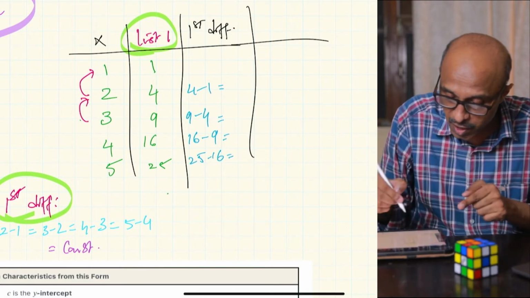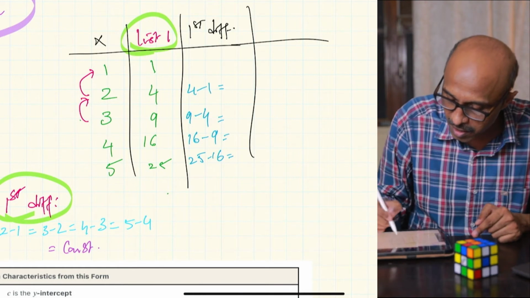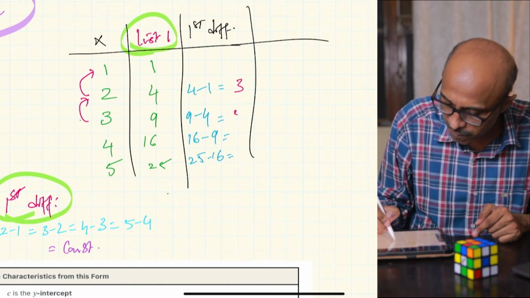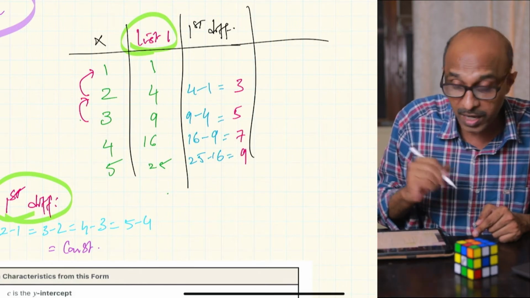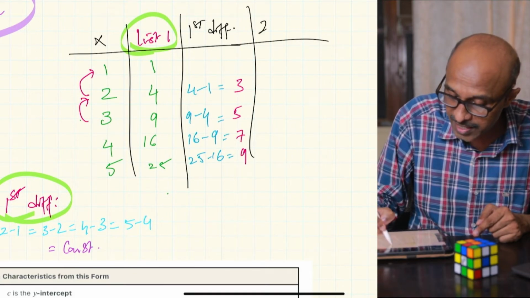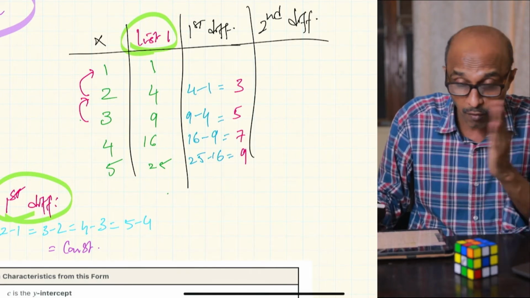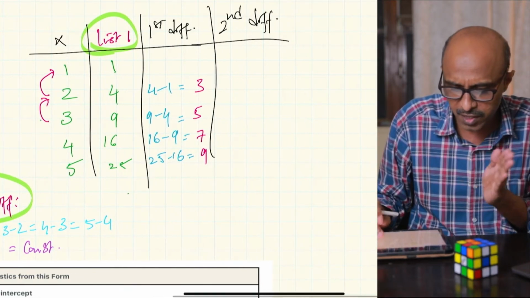Let's look at the first difference on list 1, okay? Here it's going to be 3. Here it's going to be 5. This is going to be 7. And this is going to be 9. All right. Now, if we were to consider the second difference, it's going to be the difference of the differences, the difference of the first differences.